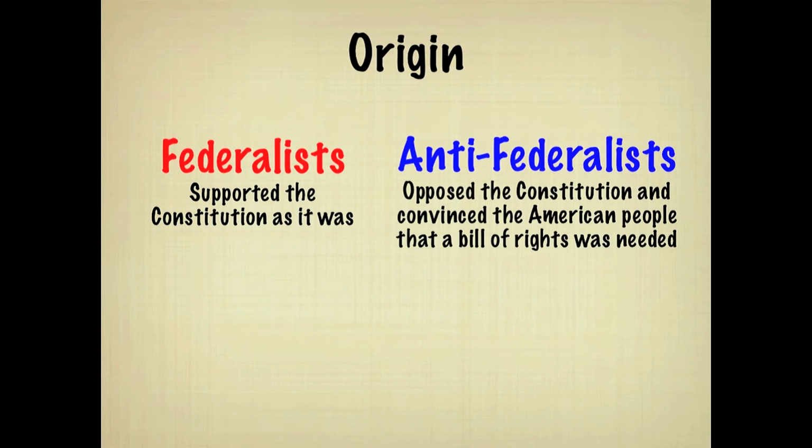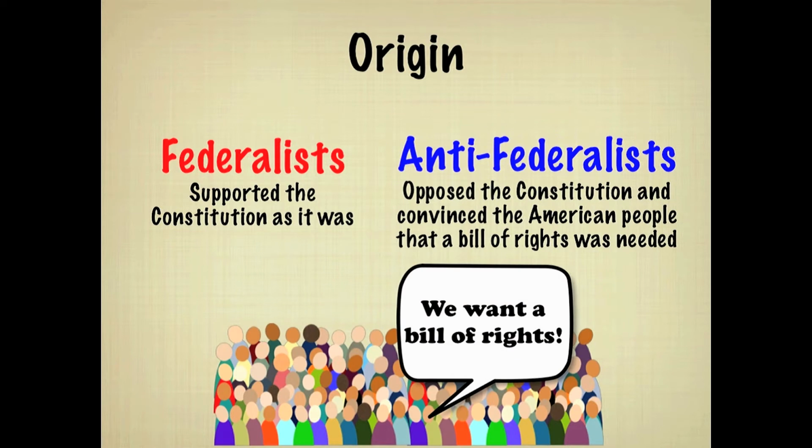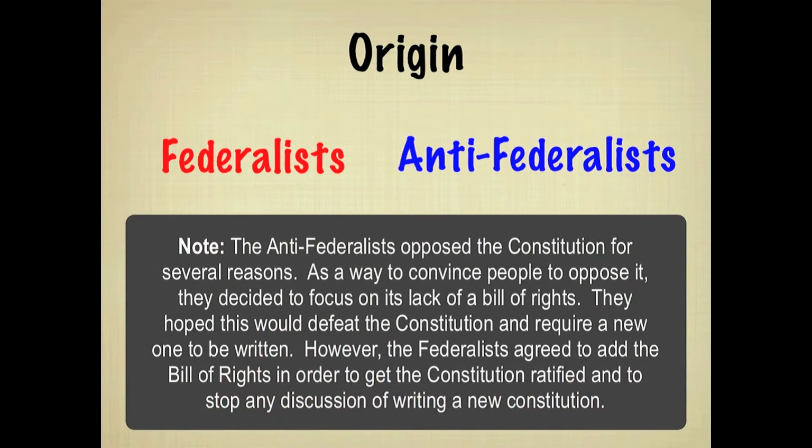The Anti-Federalists tried to convince the states to reject the Constitution by arguing that it did not place specific limits on the government's power and it did not protect people's personal freedoms. The idea of adding a Bill of Rights became popular among the American people, and so the Federalists agreed to add one after the Constitution was ratified. Pause the video to read more about this.